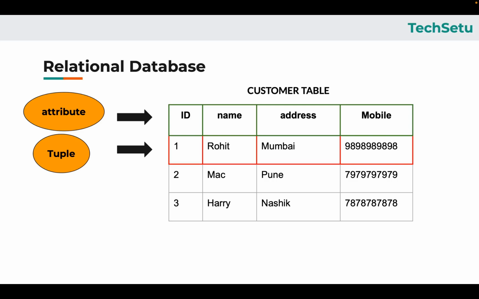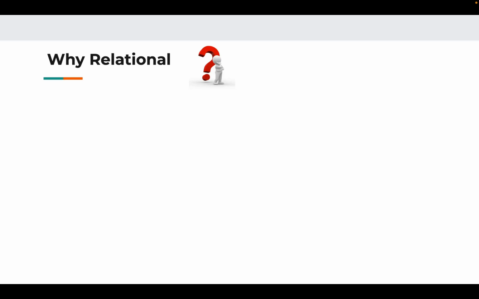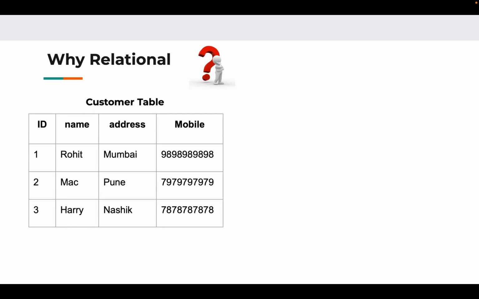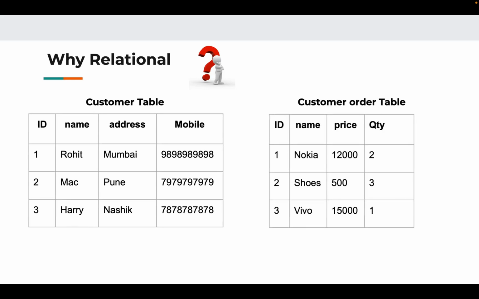Now the question arises, why relational? Why do we call it relational? Let's take an example again. There is a customer table from an e-commerce application, and there is a customer order table which keeps track of the orders given by the customer. Now if I see the order, that is ID 1 Nokia 12002, I cannot get a clue who has ordered this product, because there is no relation between these two tables, whether that product has been ordered by Rohit, by Mac, or by Harry. These IDs are not your customer ID, these are your product ID.